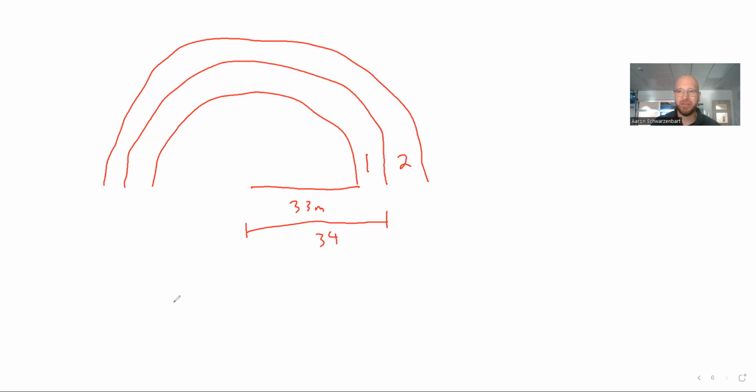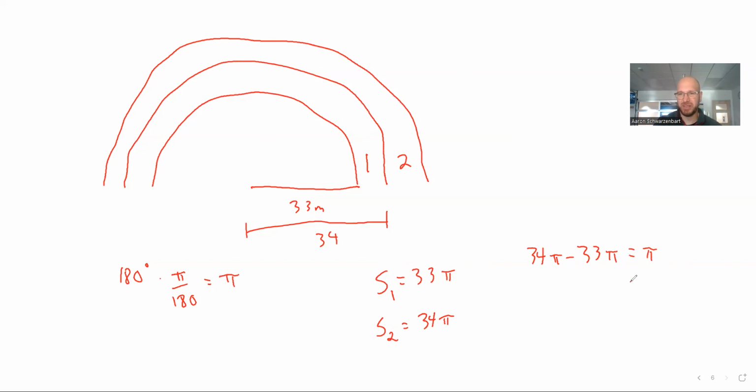Well, we know we're half of a circle, right? So that half of a circle, 180 degrees, let's convert to radians, times pi over 180. That's pi, a really nice, easy number. My arc length 1 is 33 pi, and arc length 2 is 34 pi. How much longer is the difference? 34 pi minus 33 pi, the difference is pi, or approximately 3.14 meters.